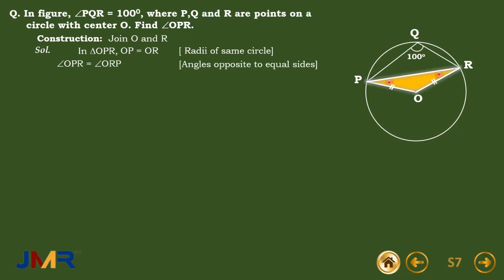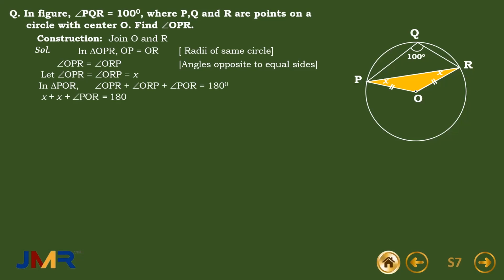That means angle OPR is equal to angle ORP, angles opposite to the equal sides of an isosceles triangle. Let us assume that angle is X. So in triangle POR, angle OPR plus angle ORP plus angle POR is equal to 180 degrees. X plus X plus angle POR is equal to 180 degrees. 2x plus angle POR is equal to 180 degrees. Angle POR is equal to 180 minus 2x.